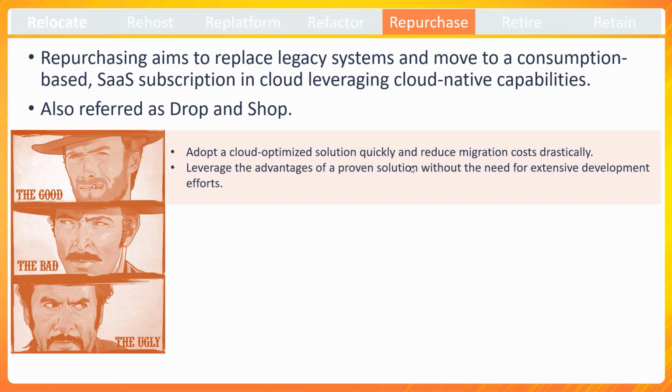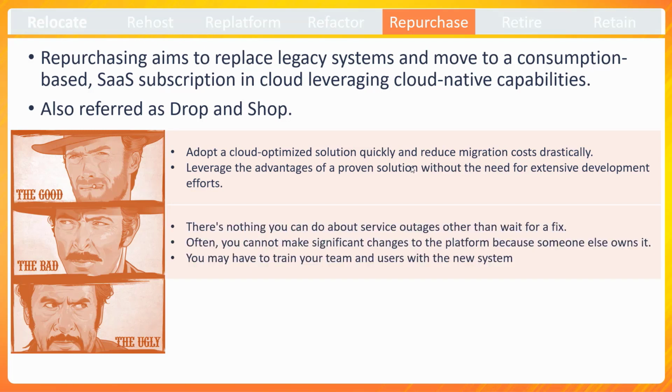That is repurchase. But there are some challenges also, as always. There is nothing you can do about a service outage other than wait for a fix. I'm waiting for something, and if it is not getting fixed, I have to wait. I do not have the option to put all hands on deck and let them fix the problem. That is not going to happen because you need to depend on them to deploy the fix. Obviously, these vendors may have SLAs, so they may not be careless in taking care of their customers, but just be aware of this.